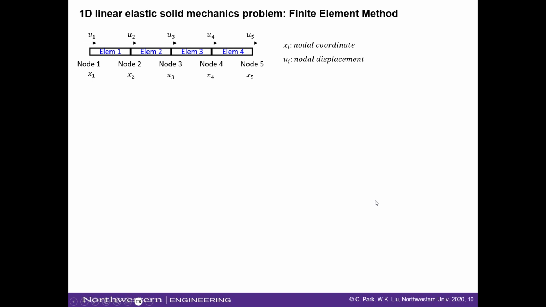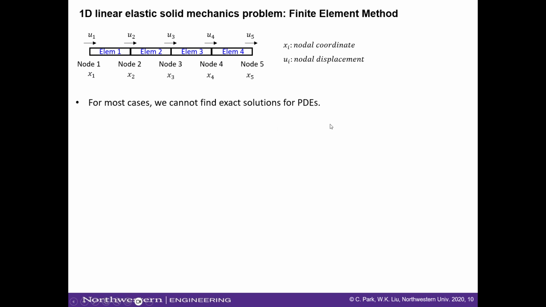All right, now we want to introduce the finite element method. So you can see the diagram here. We divided the entire 1D body into 4 different elements, non-overlapping, right? And each element has nodes, right? We have node 1 through node 5.